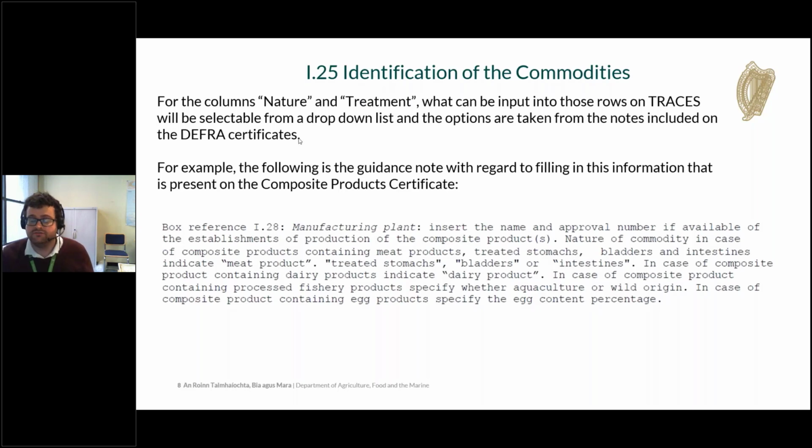But if you wish to familiarize yourself with what those columns refer to, the options are taken from notes that are included on the DEFRA certificate. So what I have on screen here is just a note that's on the composite certificate, and it's with reference to what's input in the manufacturing plant row.